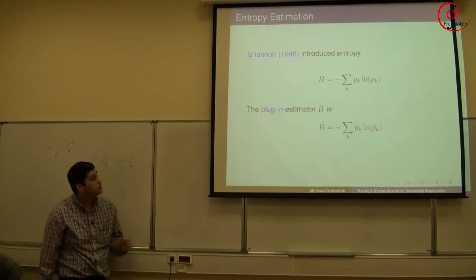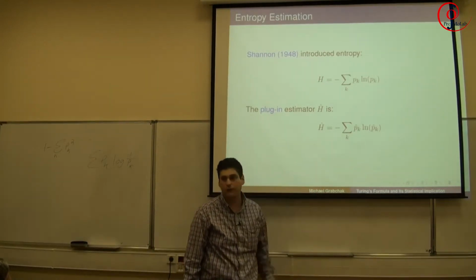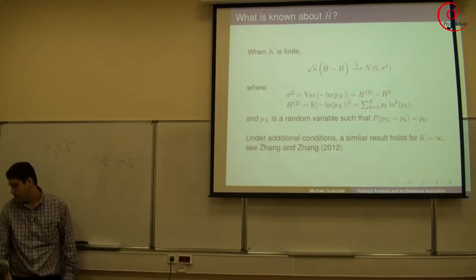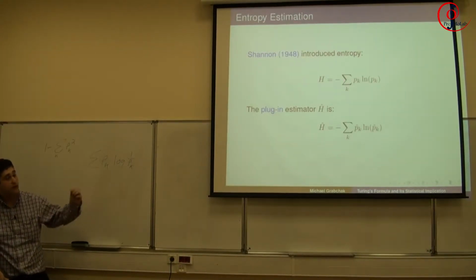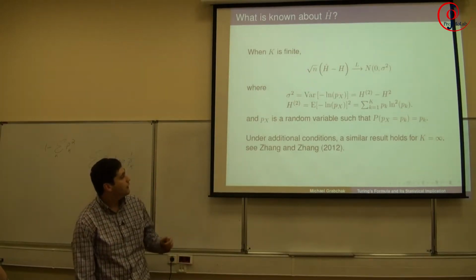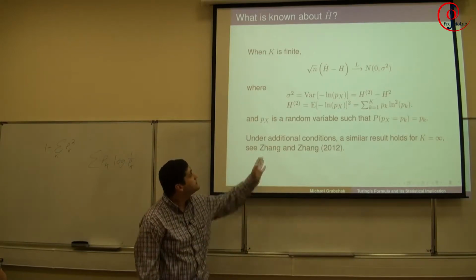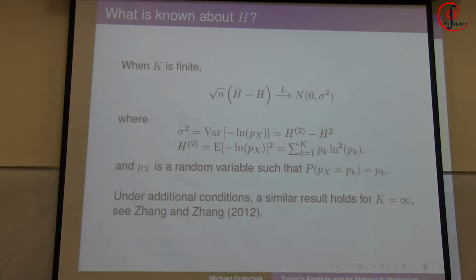And again, we can use a plug-in estimator to estimate H hat. We can just plug the p_k's into the formula. Entropy estimation has been studied quite a lot, and the plug-in estimator has been shown to be asymptotically normal, with the sigma given here, for finite k. Zhang and Zhang more recently showed that under additional conditions, this also holds if k is infinite. There was also a big paper in the Annals of Probability by Kozachenko and Leonenko, who proposed what people believe is the best empirical estimator of entropy.